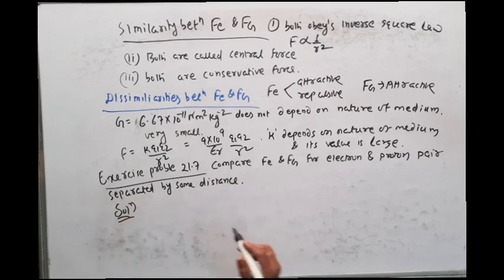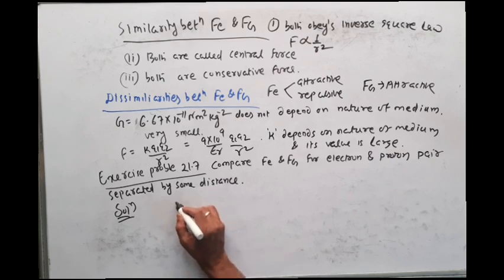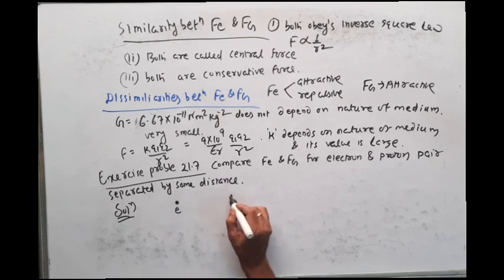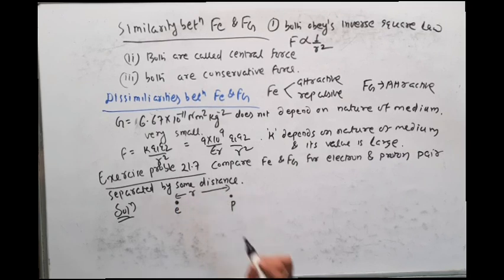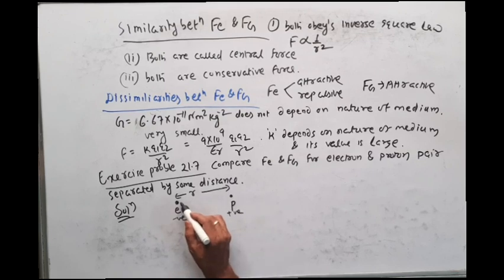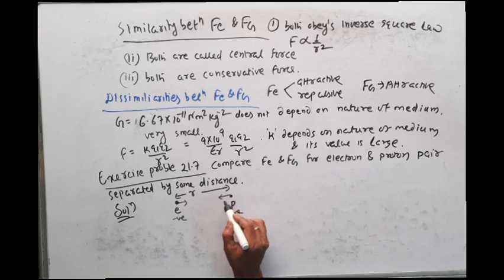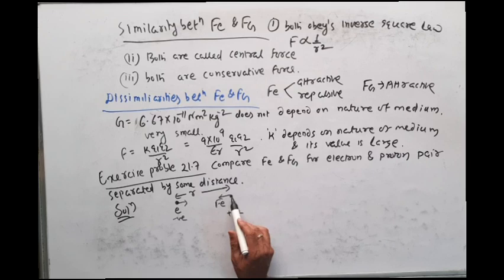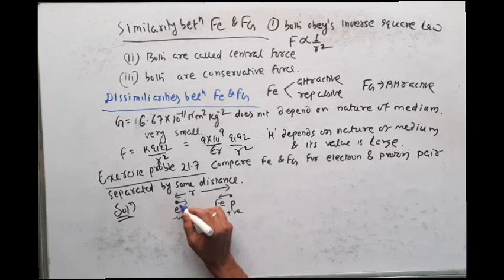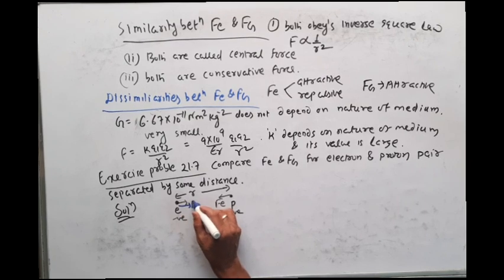Solution. Now see, suppose there are one electron and another proton. The distance of separation between electron and proton is r. So there is an electrostatic force of attraction, because electron is a negative charge and proton is a positive charge. That force is Fe. And since electron has a mass and proton has a mass, there is also a gravitational force of attraction, say Fg.